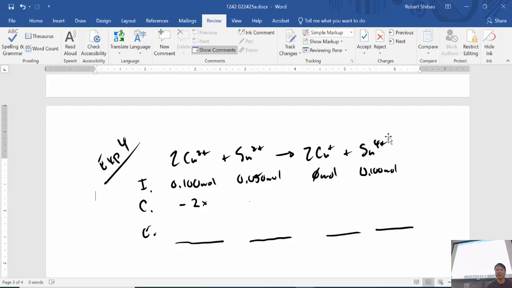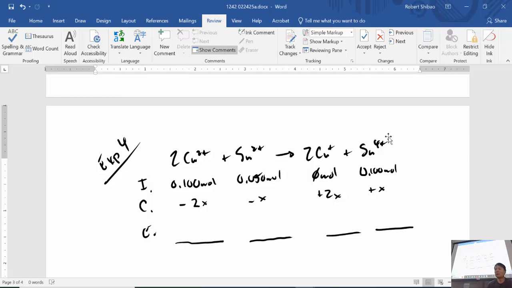So this is going to be minus 2x, minus x, and this is a 0, so the only way we can go is up. And the tin 4, this is going to be plus x here. So now we're going to have to use some Terence Tao style mathematics and figure out what x is.